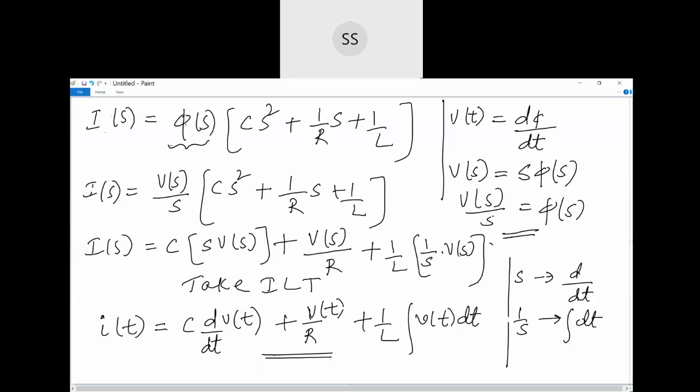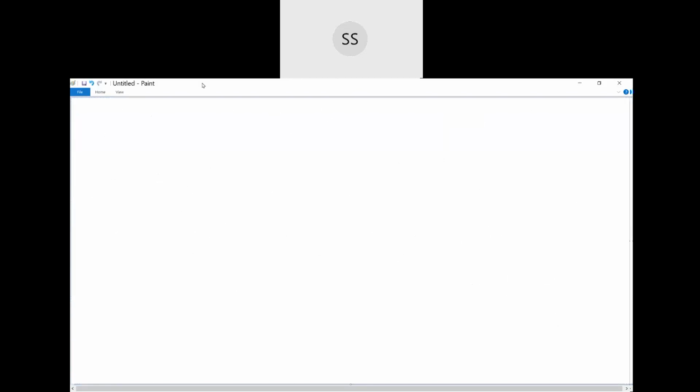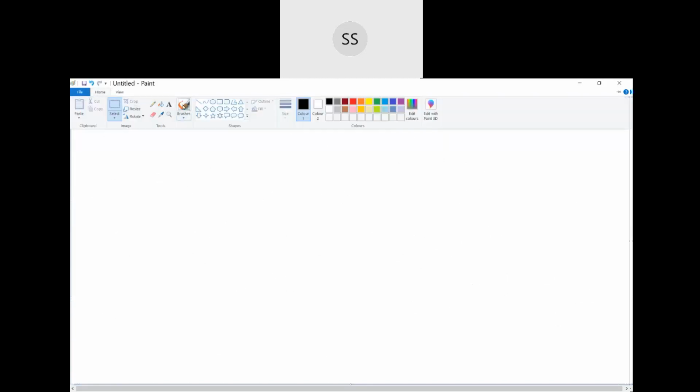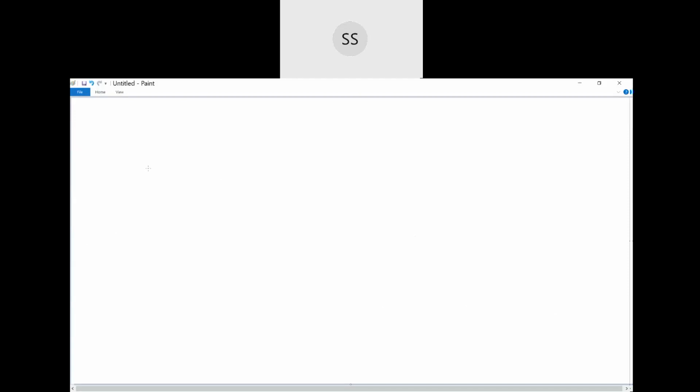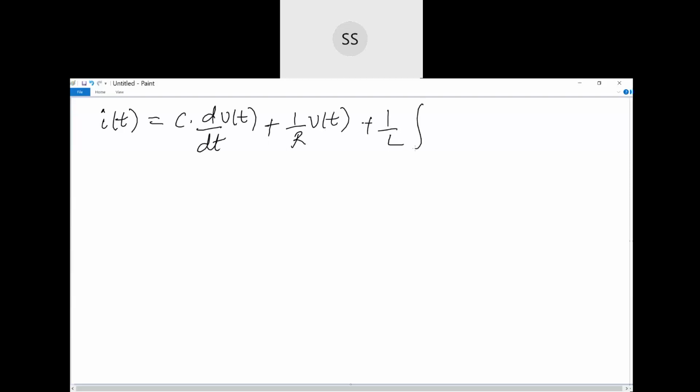Okay, so let us see now how to draw the analogous circuit. I'll rewrite the final equation. I of t will be equal to, what we had, c into d by dt of v of t plus 1 by r into v of t plus 1 by l into integral v of t into dt. So this was the previous equation that we derived.